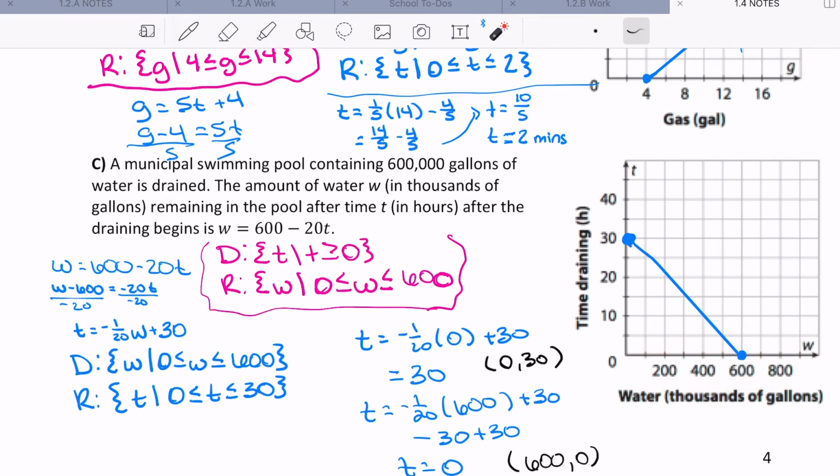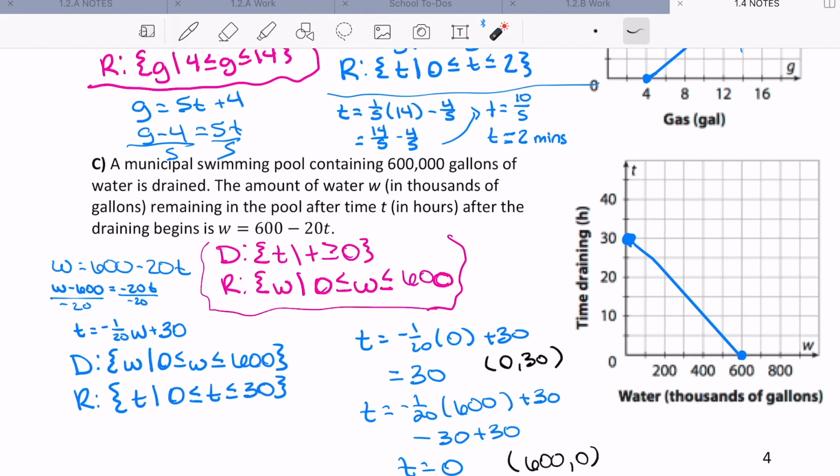The inverse function, solving for T, would be negative 1/20W plus 30. The domain is now the water in gallons, right? 0 to 600,000. And the time, which is our range, has to have a restriction. Now, when you substituted 600, you should have gotten 0, right? Because it is being drained. And when you substituted 0 for gallons, you should have gotten 30. Okay, so this one is a little inverse, and again, it is because it is being drained.